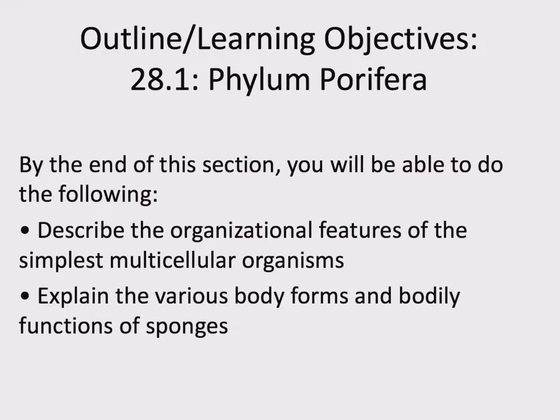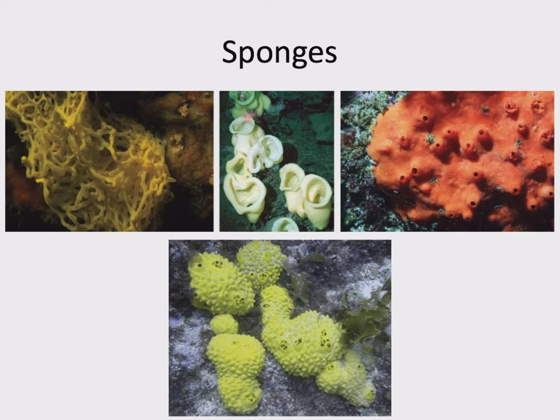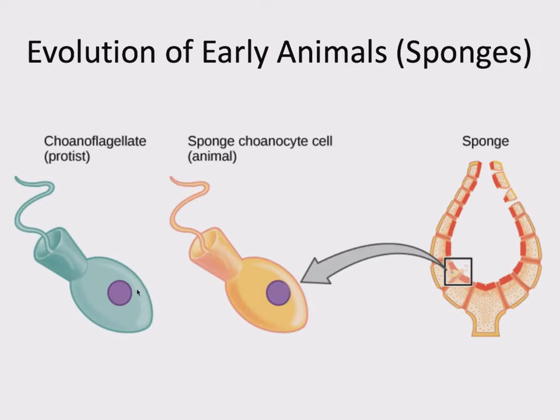So, okay, let's talk about Porifera. Now we are at the phylum level. This is phylum Porifera. It's the only phylum within this subkingdom of Parazoa. And members of Porifera are more commonly known as sponges. They come in all different shapes and colors and sizes, but we're familiar with sponges, I hope. These are the oldest surviving group of animals, and we've brought them up before, and you know how simple they are and their evolutionary relationship to these colonial protists.